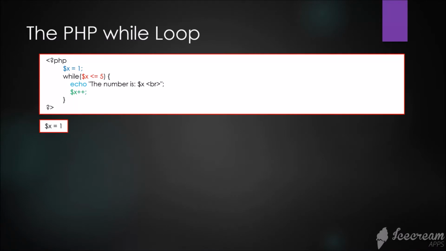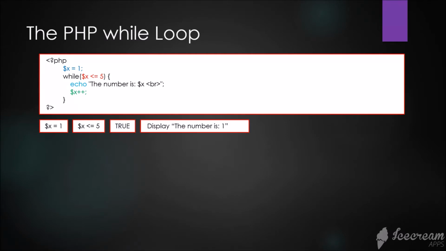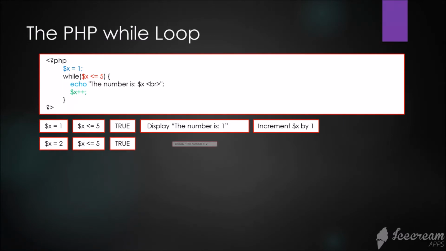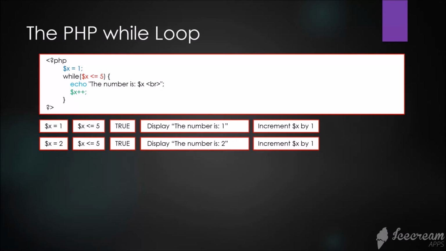First, we declare x equals 1. Then we compare: is x less than or equal to 5? Basically the answer is true. Then we execute this one, wherein we display "the number is 1". Then we increment x by 1, and the current value of x is 2. So we compare again: is x less than or equal to 5? The answer is true. Then we display "the number is 2". Then we increment x by 1.